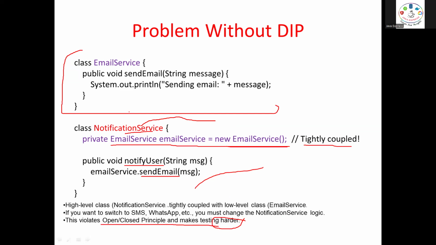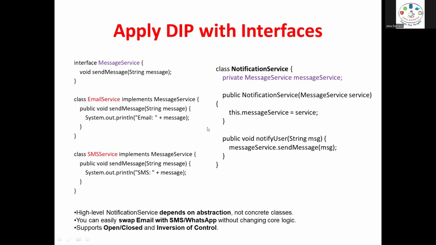How can you refactor this piece of code? See here, after applying the dependency inversion principle, we have a MessageService, because I want to send a message. Now I take it as an interface. You have an EmailService, an SMSService, and you can take a WhatsAppService. You can add new functionality also, which follows the open closed principle.